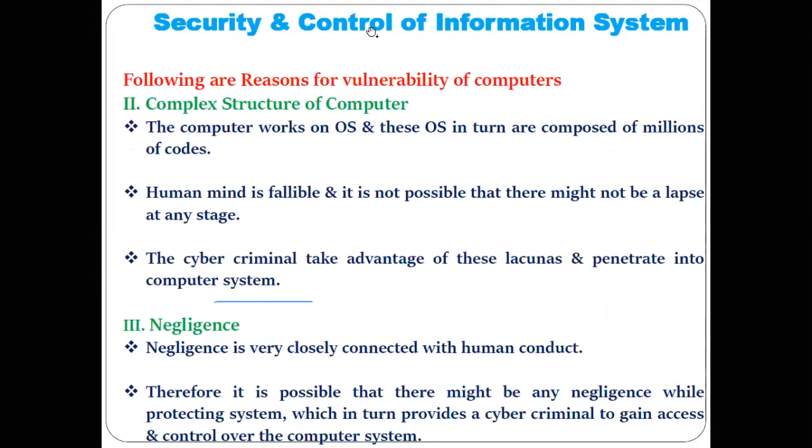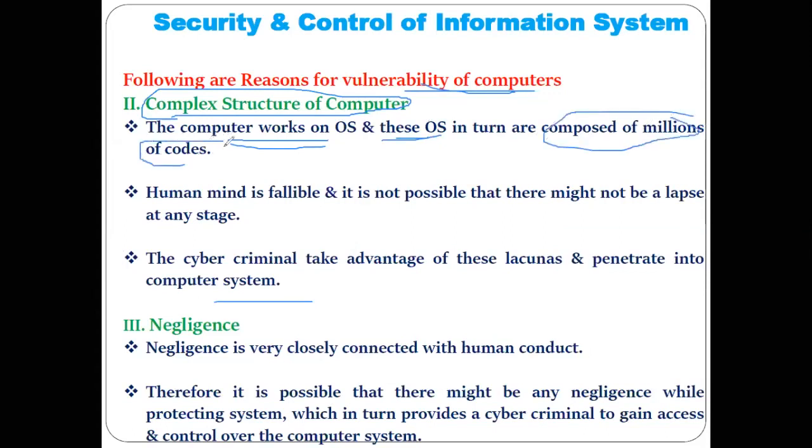Second important reason is the complex structure of the computer, because of that also the computer has become vulnerable. Complex structure of the computer means what? Now here the complex structure of the computer, in the sense, you can see we cannot run the computer without the operating system. We need the operating system to work on anything on the computer or to start the computer. Now that operating system is a collection of a huge amount of code. Yes or no? Operating system is what? Collection of a huge amount of code.